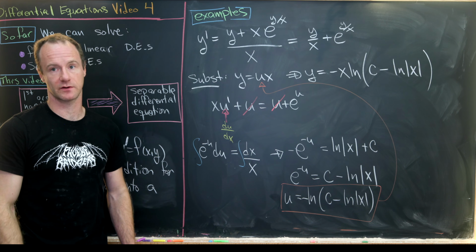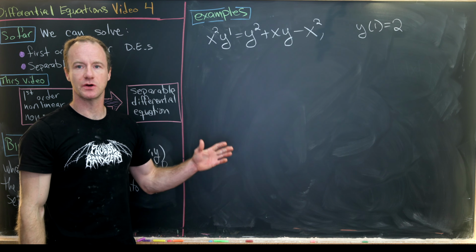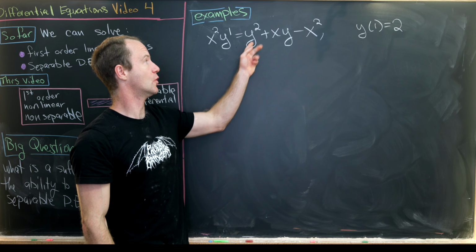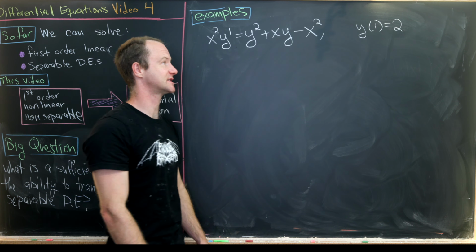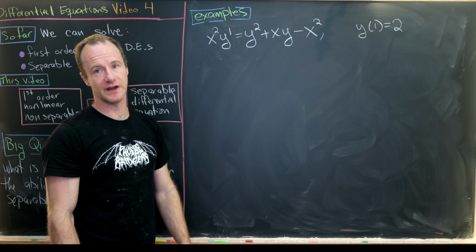Okay, let's do another. So for our last example, we'll have an initial value problem. So the starting differential equation is x squared times y prime equals y squared plus xy minus x squared. And then our initial condition is y evaluated at 1 is 2.